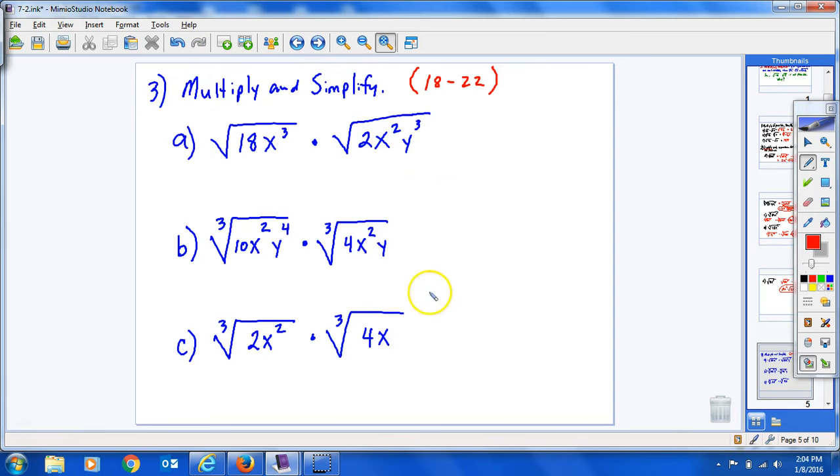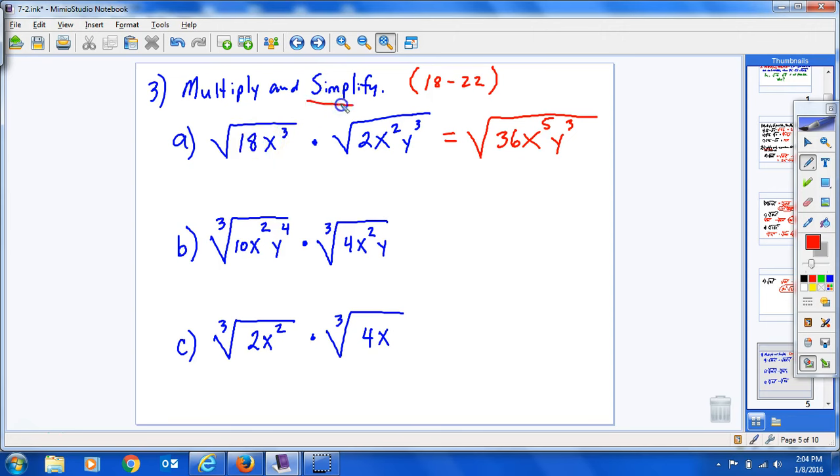Okay. All right, one more section, and this will conclude this video, and this is what you're going to do on 18 through 22. The first thing we're going to do is take the two radicals that were given and multiply them together. Notice these are both square roots, so we can multiply. They both represent real numbers. So 18 times 2 is 36. When I multiply x to the 3rd times x to the 2nd, I just do x and then add the exponents together. And then I've got this y to the 3rd.